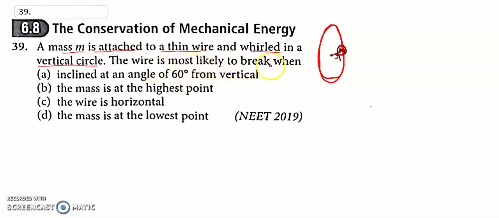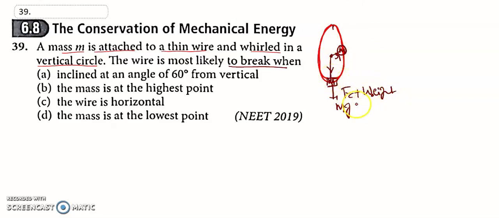The wire is most likely to break when the mass is at the bottom. At the bottom, the weight is mg, and that is equal to the centripetal force. So the total is the centripetal force plus the weight of the object. Both these two act here.